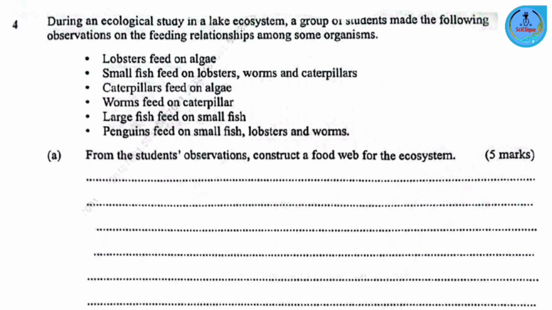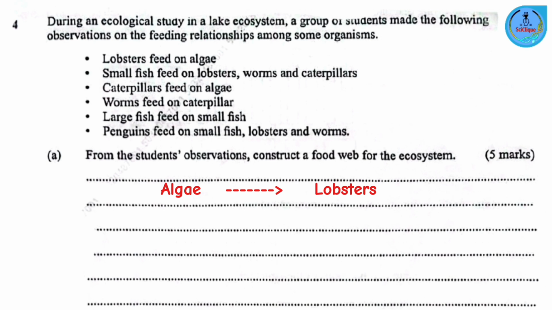Now, when it comes to food webs, you need to have your connections ready. What do I mean by this? You need to make the feeding relationships clear to yourself. Now, if you have a challenge in constructing food webs, then the easiest way is to create food chains, okay? For example, with the first one, lobsters feeding on algae, you are going to start with the producer. Always start with the producer. So in this ecosystem, the producer is the algae, okay?